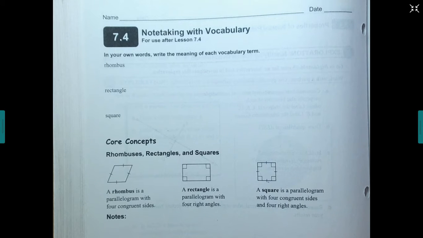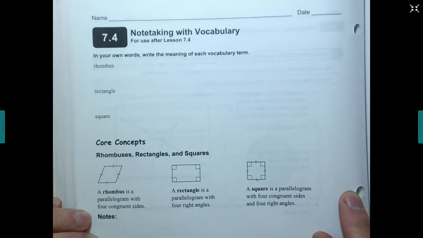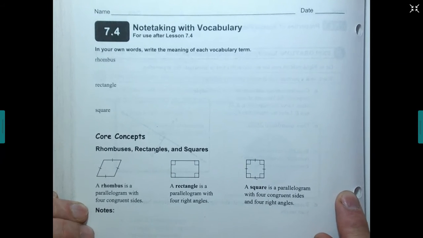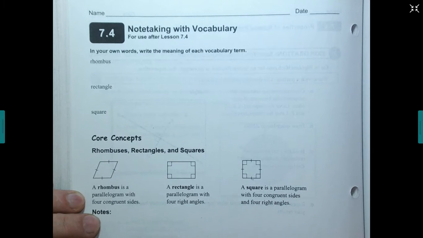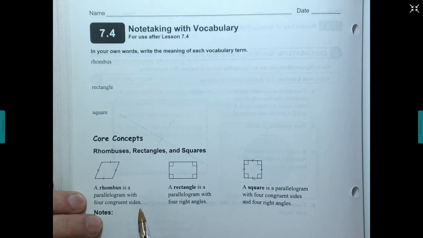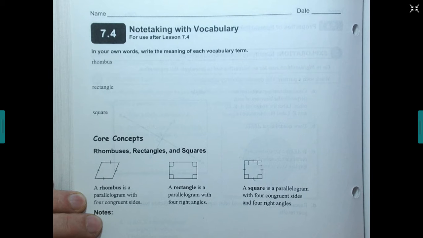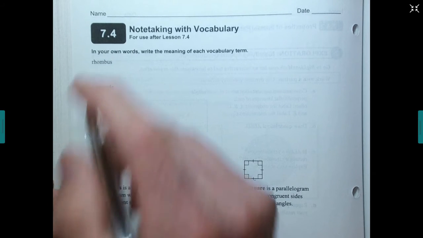All right, students, today we are on 6.4. Chances are we skipped 6.3. So we're going to define three specific quadrilaterals, and we're going to talk about some unique aspects of those quadrilaterals and how we can use them to solve equations.